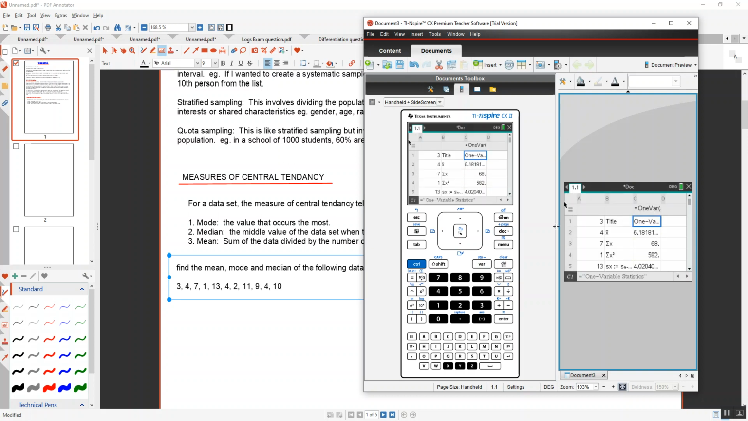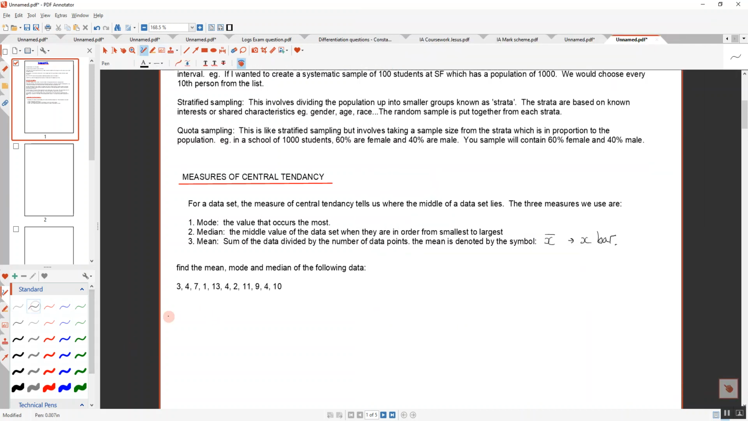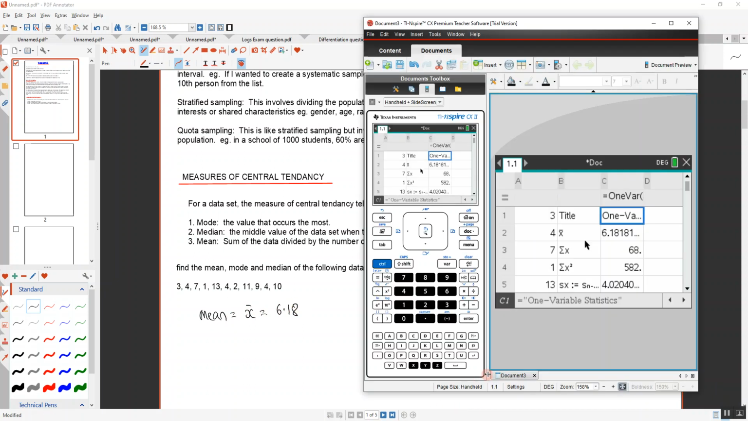So we can see from this that my value of x bar is 6.18. Remember, x bar is the mean. So the mean, which is x bar, is 6.18. And remembering, we're giving everything to how many significant figures? 3. We're also given the sum of the x's.